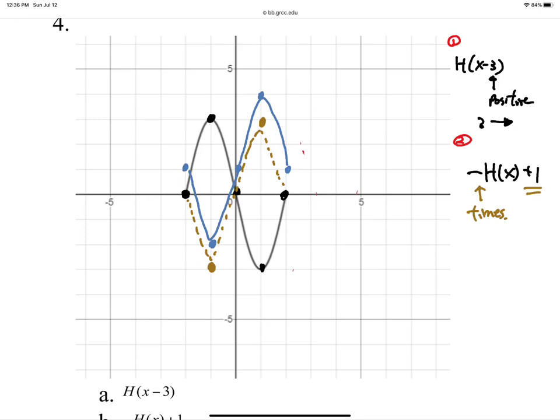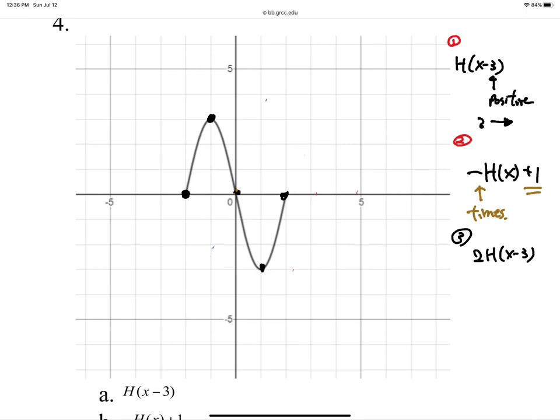The blue line is our answer. I'm trying not to erase it. Basically, we flip it over and everybody moves up by 1. Okay. Number 3, we have 2h(x minus 3). Notice I'm just kind of moving things around a little bit. I'm not getting too creative here. I think I probably should give you guys some more challenging problems, but oh well. We'll make it work. Alright.